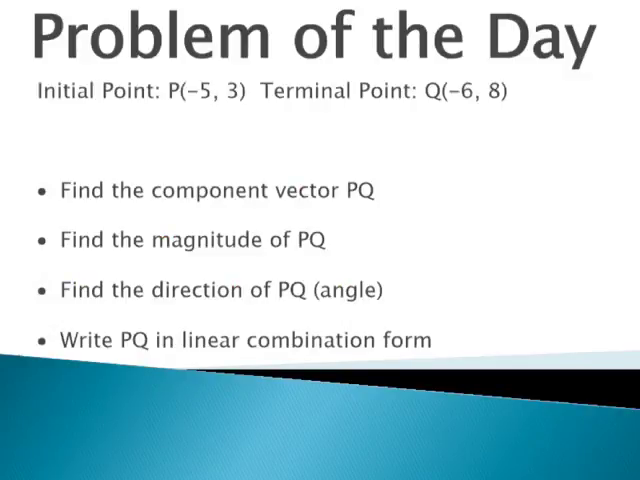Good afternoon, Honors Pre-Calculus. I'd like you to go ahead and write down these 2 points for the problem of the day. We have a vector with an initial point of (-5, 3) and a terminal point (-6, 8), and then I want you to find the component form of the vector PQ, the magnitude, the direction, and then write the vector in linear combination form.